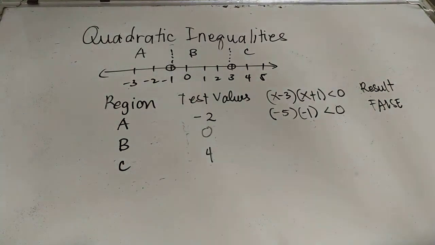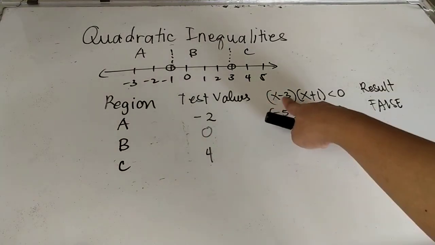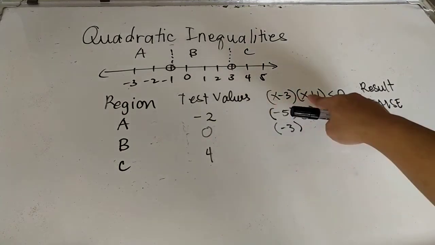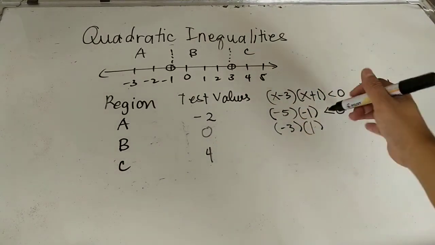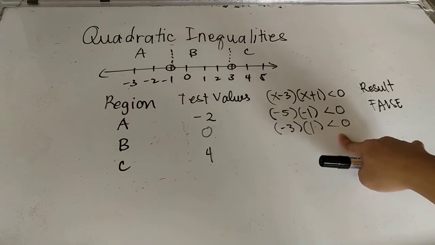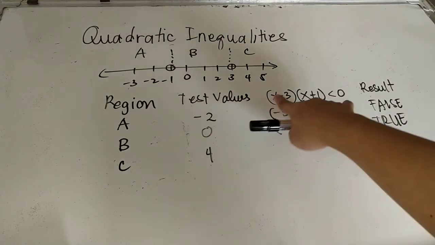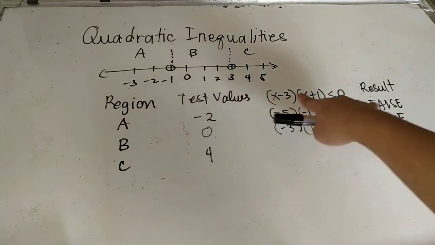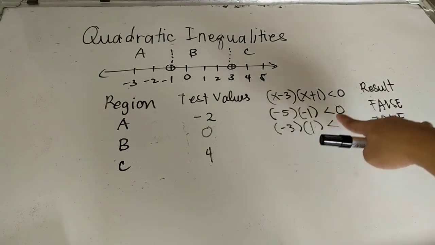For B naman tayo, 0, substitute natin dun sa value ng x. So, 0 minus 3 will be negative 3. And 0, value ng x, so 0 plus 1 is 1. And negative 3 times 1 is negative 3. And negative 3 is less than 0. And that is true. Okay? Ulitin natin. 0 minus 3 is negative 3. 0 plus 1 is 1. So negative 3 times positive 1 is negative 3, and negative 3 is less than 0.